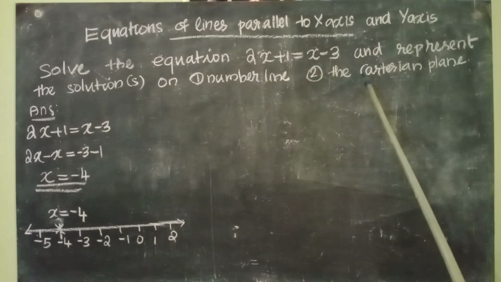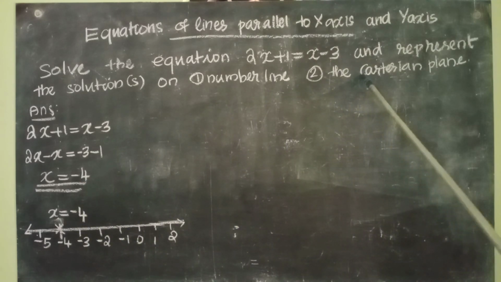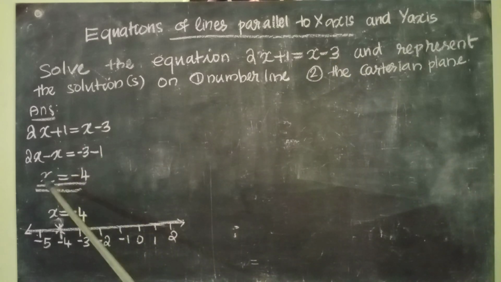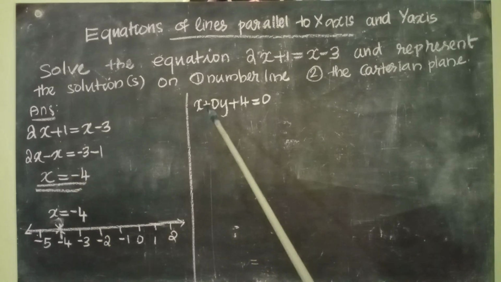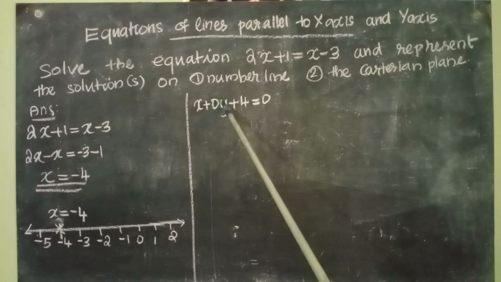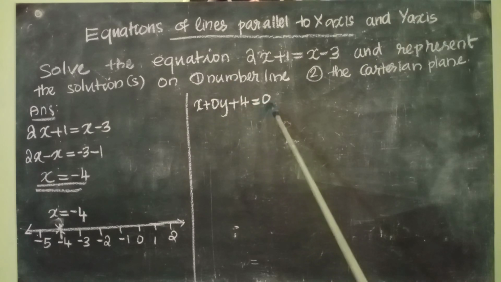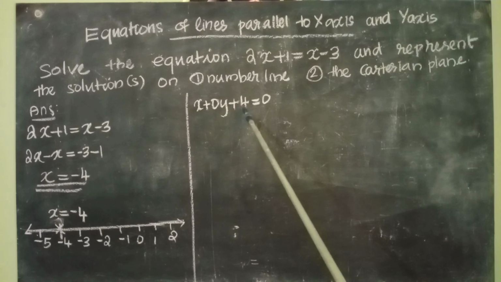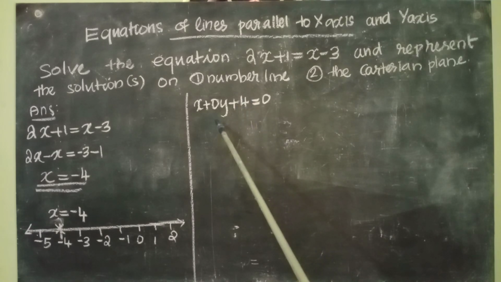Now we have to represent it on the Cartesian plane. So first we have to write this equation x = -4 in two variables. The y part is missing, so you have to write 0y there also. So we write the equation in two variables as x + 0y + 4 = 0. The -4 is taken to the left side, and it became +4.